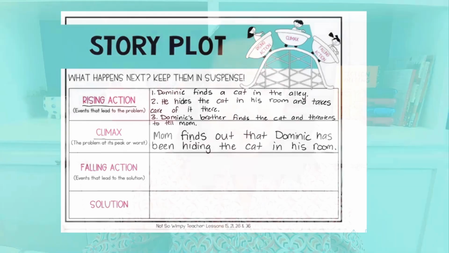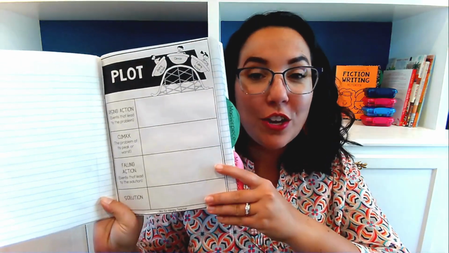Now that you've seen how I plan my rising action and my climax, it's time for you to do the same. Your printable includes spots for all pieces of our plot. We have rising action, climax, falling action, and solution. All you need to focus on today is planning out your rising action and your climax.